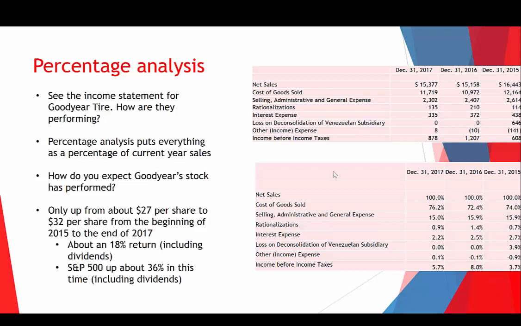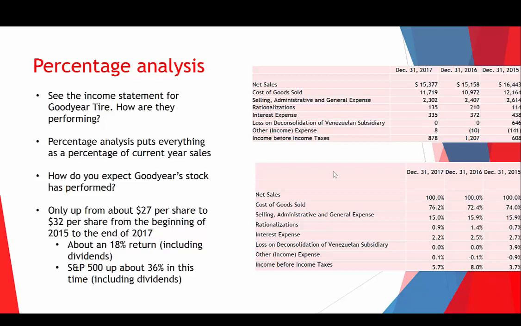So they actually did go up a little bit from the beginning of 2015 to the end of 2017. And again, they had a jump in the first year, and then it went down in the second year. So they went up about 18%, including dividends they paid. But the overall stock market, the S&P 500, was up by about twice that.